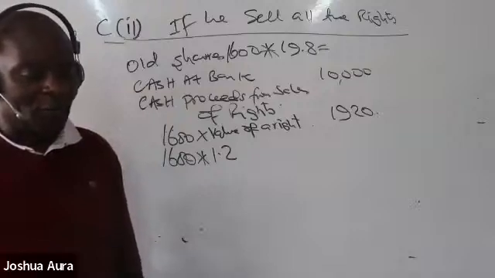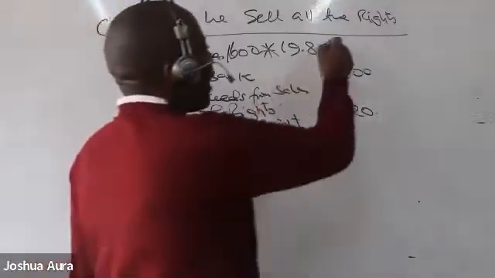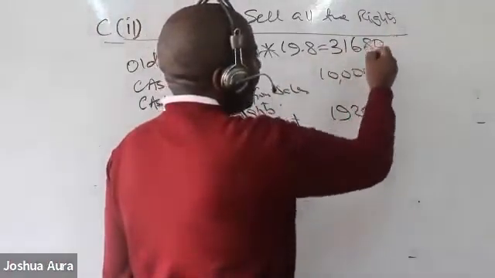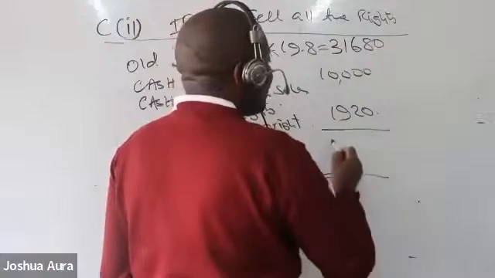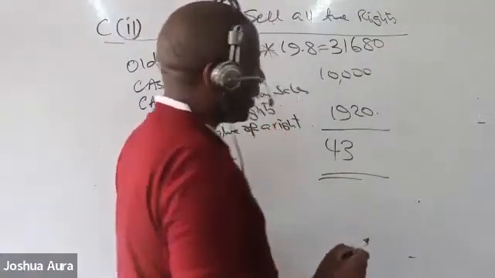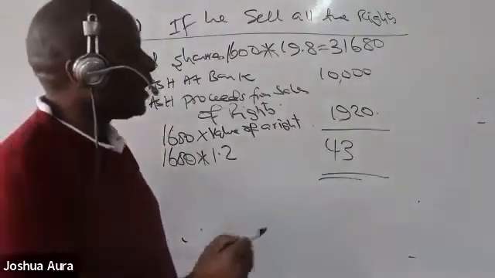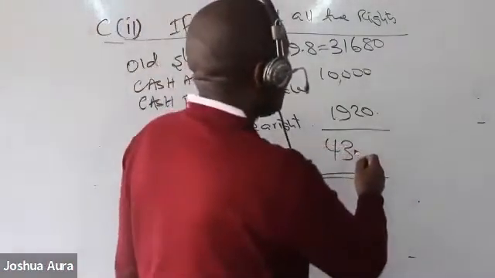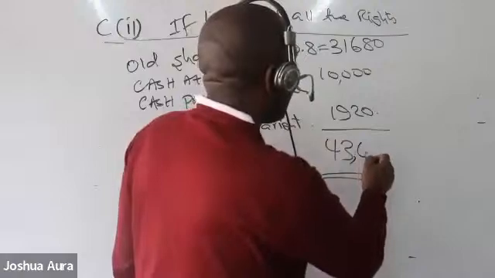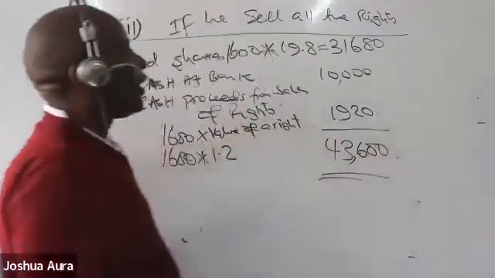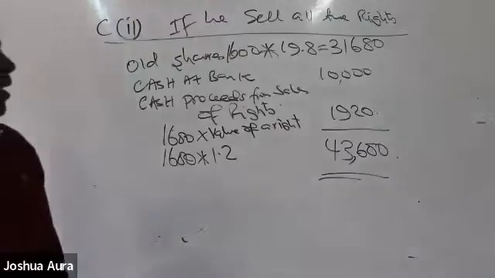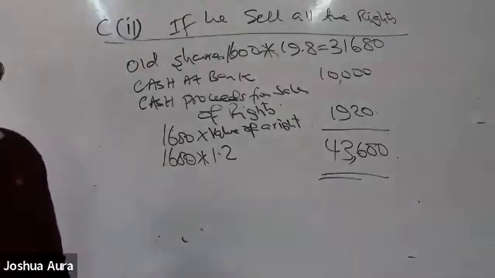31,680, isn't it? And then come and add. Of course, if you are correct, it should add up to 43,600. It should add up to 43,600. Should be the same, yes.